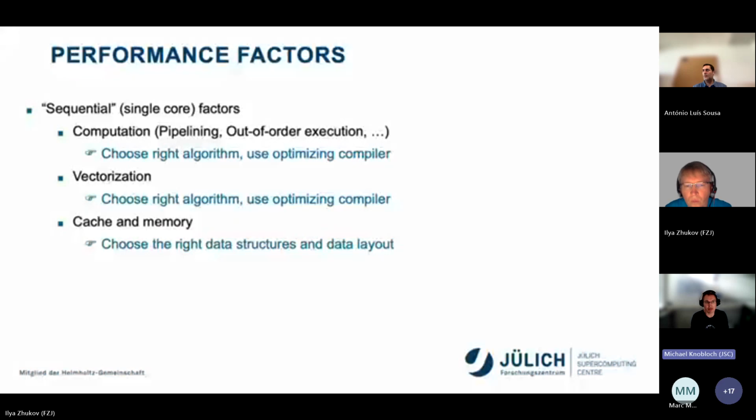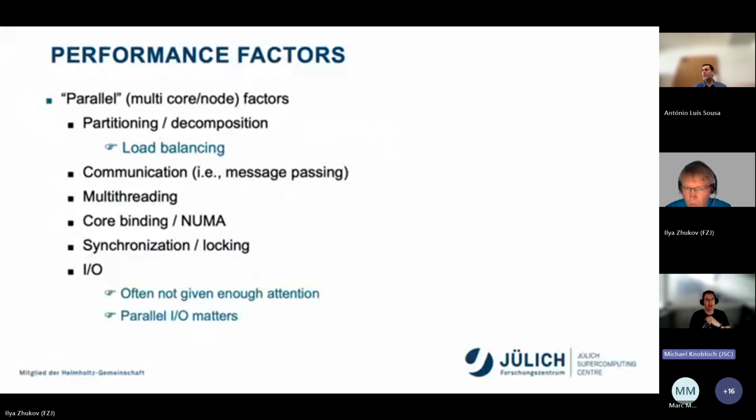And the final thing you have to deal with when writing sequential code is actually caches and memory. So make best use of the memory hierarchies that are available to you on your system. So you basically hide the latency of memory accesses by making efficient use of caches. So you have to make sure you use the right data structures and data layout in order to get that.